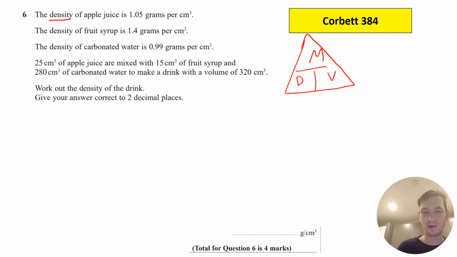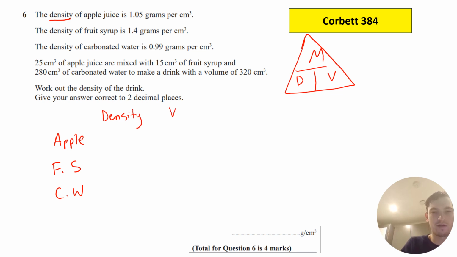Okay, so let's now lay out the table that I've got. So whenever I've got these multi-step density problems, I love laying out my working out in a table. So for my rows, I'm going to do my different types of drinks. So apple juice, I've got fruit syrup, so fruit syrup FS, and then carbonated water CW. So let's put down the things that I know. So I know the density, I've got the volume, and I'm not told any masses, but I'm going to be able to work them out in the question.